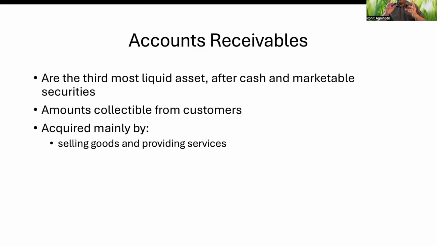Now, accounts receivables is the amount that your customers owe you. So in other words, it is collectible from customers. And why will they owe you anything? Well, the simple reason is because you sold them your products or you performed some kind of service for them. So you sell your products or you perform a service for somebody and they don't pay you cash at that time. They will pay you at a later date. In the simplest terms, that's exactly what accounts receivables is.